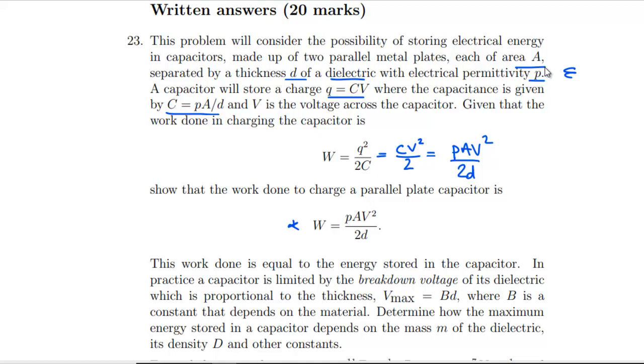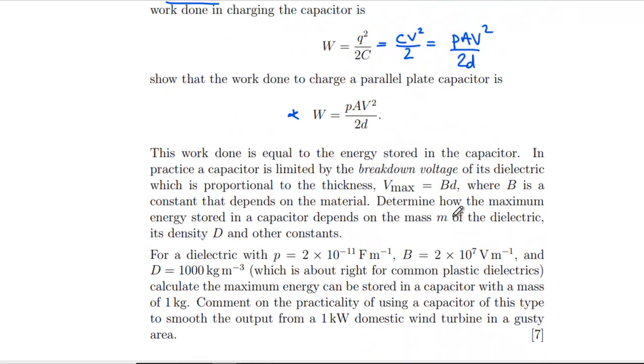This work done is equal to the energy stored in the capacitor. In practice, a capacitor is limited by the breakdown voltage of its dielectric. Right, proportional to the thickness, and then we've got some V max here, BD, where B is a constant that depends on the material. So if you put too much voltage over it, everything starts falling apart. So determine how the maximum energy stored in a capacitor depends on the mass m of the dielectric, its density D, and other constants. That's quite an interesting collection of things going on here.